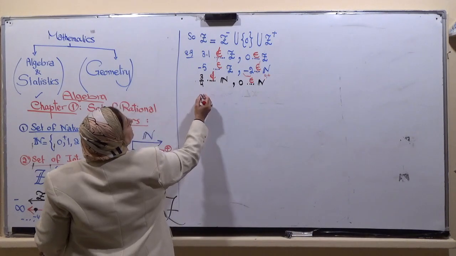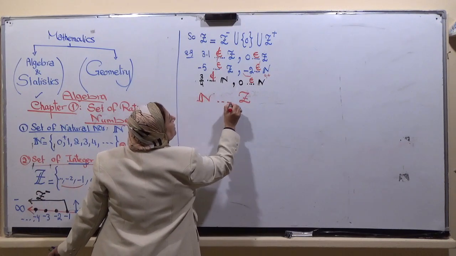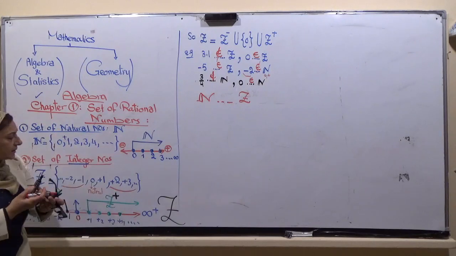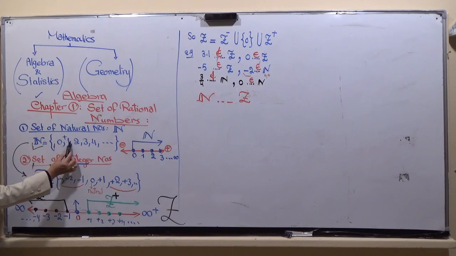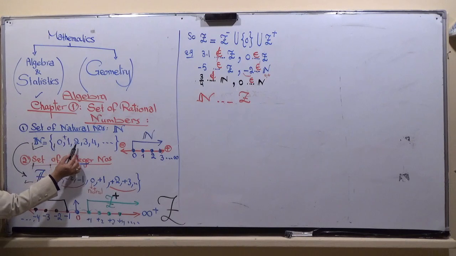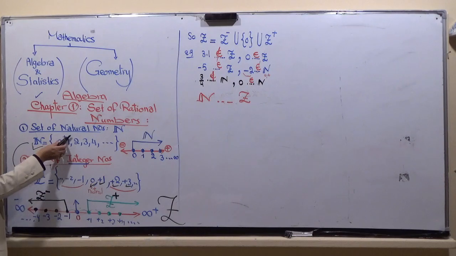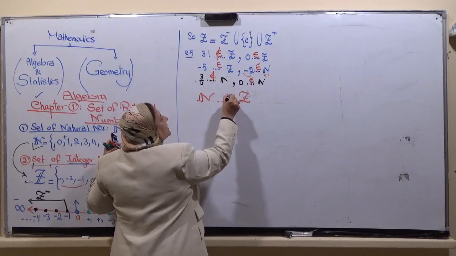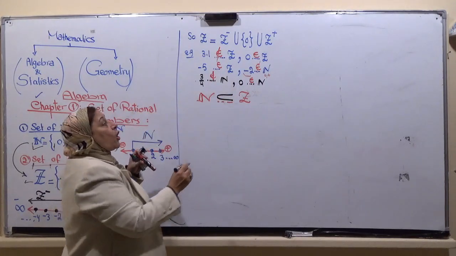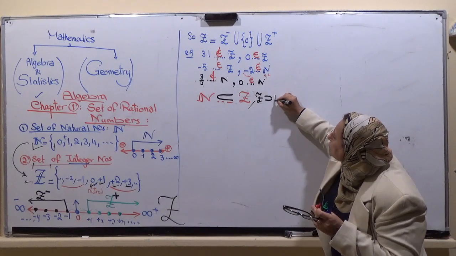Also, what's the relation between the set of natural numbers and the set of integer numbers? We say that all elements here are inside Z, every natural is an integer. Every natural here: 0, 1, 2, 3, 4, and so on. So N is a subset of Z. Or we can say that Z contains the naturals.